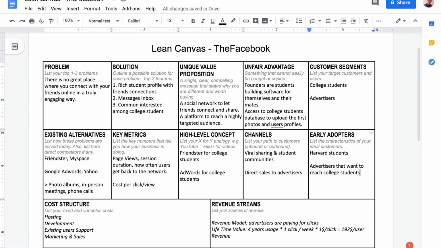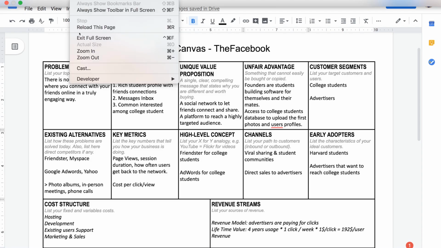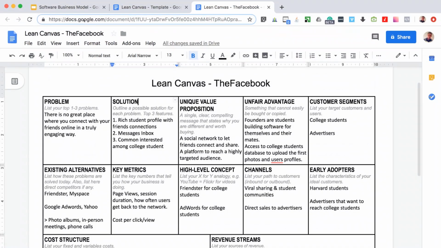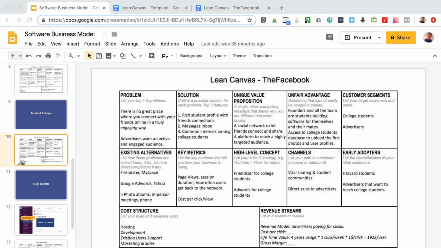A good initial plan. So we just finished our second lean canvas example, this time for the Facebook software. Let me quit this browser full screen and get back to our slides. And again, I put this canvas as a separate slide for you here, so you can go back to this lesson and review it anytime you need.